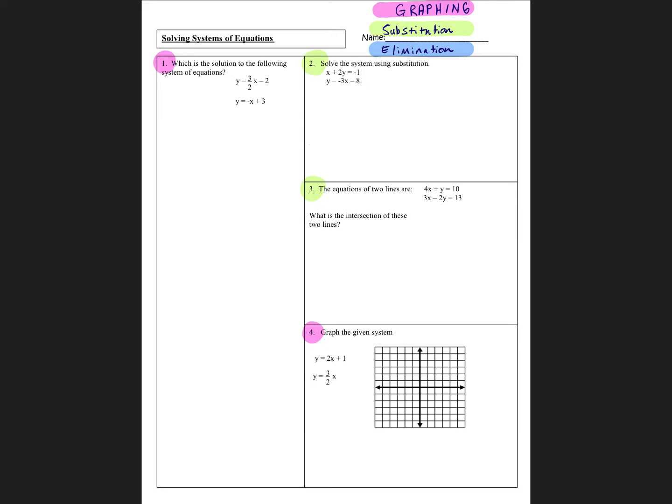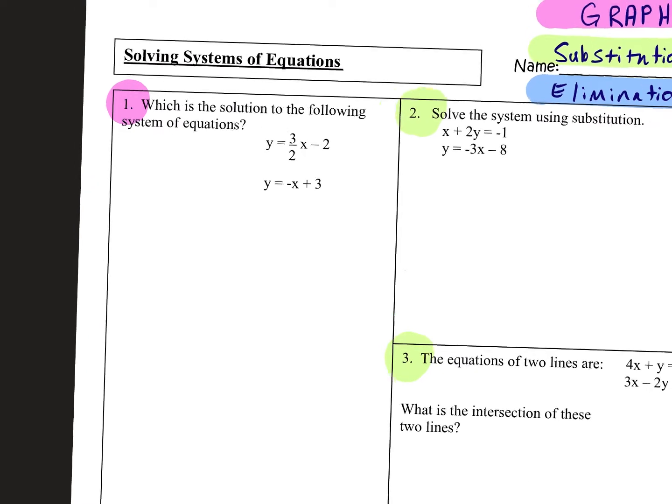You can always check your answers. That's what's so great about this. Whatever you get for x and y, you can just plug them into the original and check your answer. If you're graphing, where the lines intersect, where they touch, is their solution. If they don't intersect, they're 2 parallel lines, your answer is no solution. If it's the same line on top of itself, your answer is infinite solutions. We'll talk about that a little more.